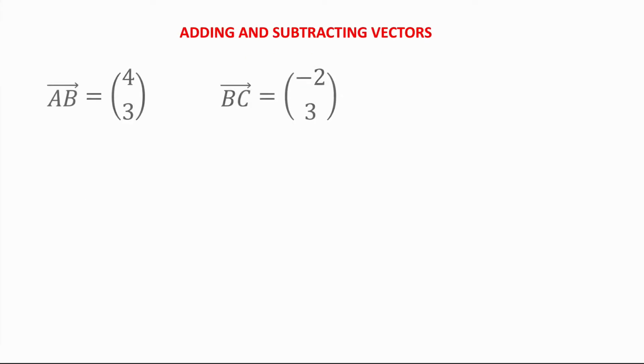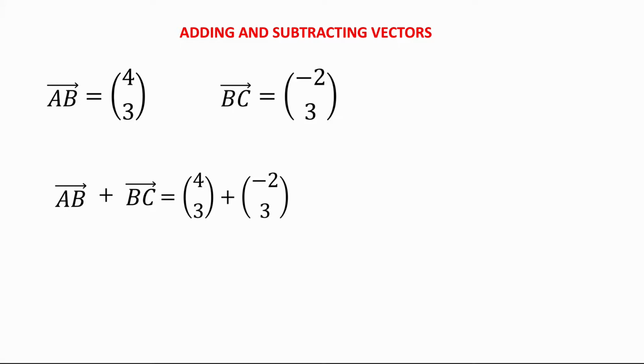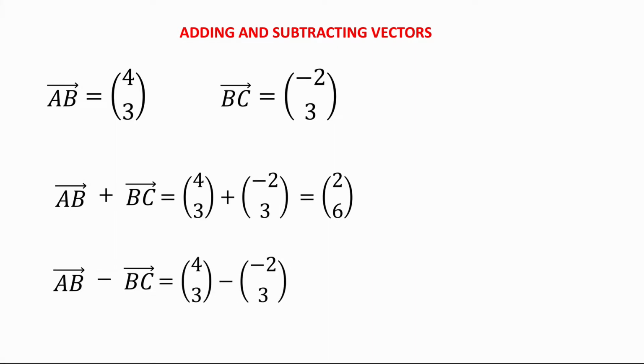subtracting vectors. Suppose I have two vectors, AB and BC, and I want to add these two vectors together. I add their column vectors. To do this, we add 4 and -2 together, and then we add 3 and 3 together. So we get 4 plus -2 is 2, and 3 plus 3 is 6. In the same way, if I want to subtract these vectors, I subtract the column vectors. So 4 minus -2, that's 6, and 3 minus 3 is 0.